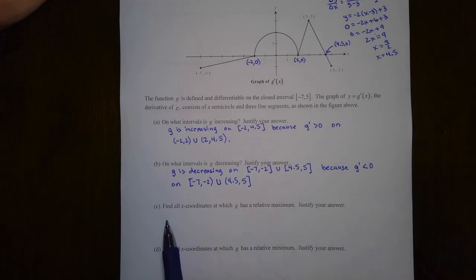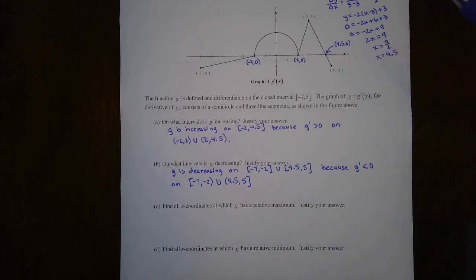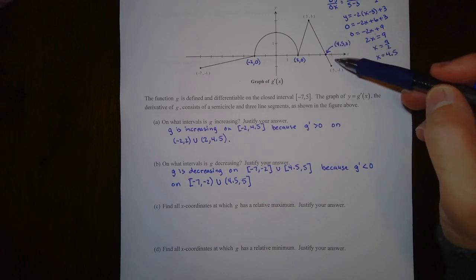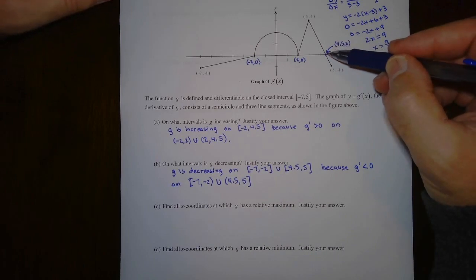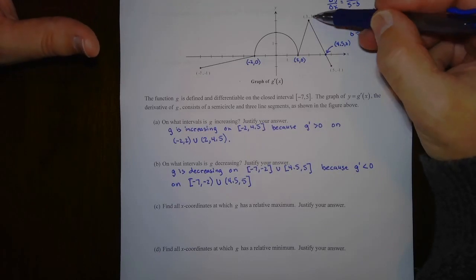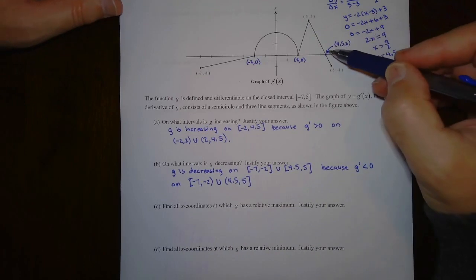All right, so then the next question is find all x coordinates at which g has a relative maximum. Okay, so that would be where g prime is changing from positive to negative, okay? And so where it's changing from positive to negative, we're using the first derivative test there, right? That it's changing from positive to negative at 4.5. So we know we have a relative maximum right here at 4.5. Now, g prime has a relative maximum right here at 3, but we're not talking about g prime. We're talking about g has a relative maximum at 4.5.